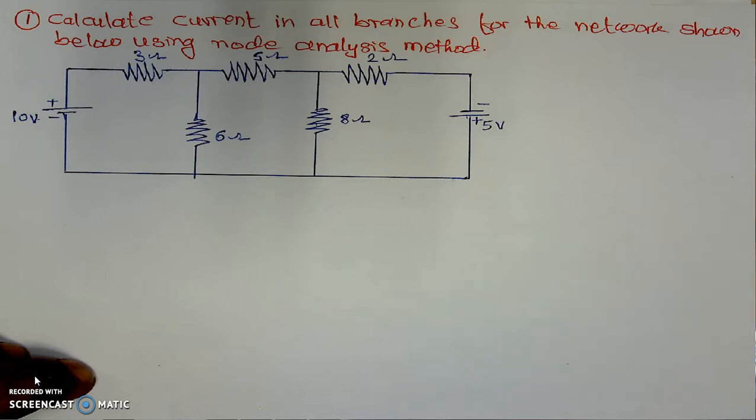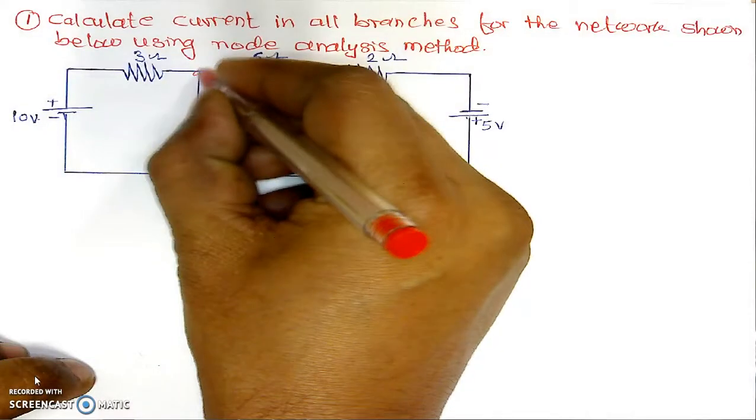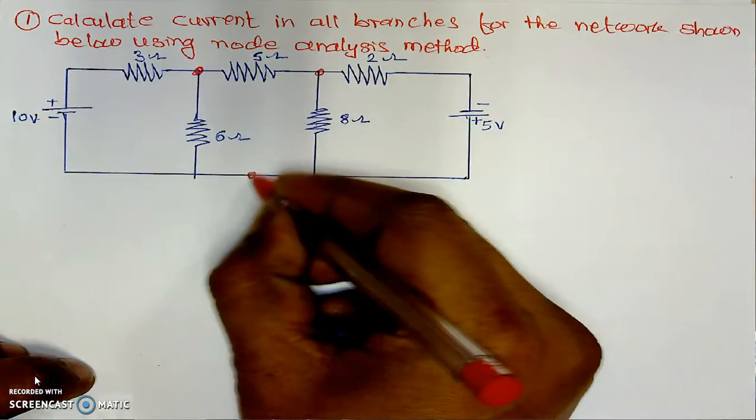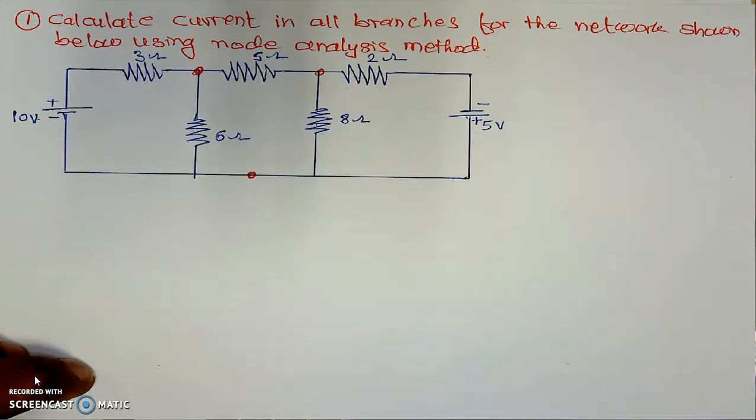In this method, it is assumed that we have to mark the nodes first. Now here, we will mark the nodes. This is one node, this is the second node, and this is the common node, right? Because a node is a point at which three or more branches meet together.